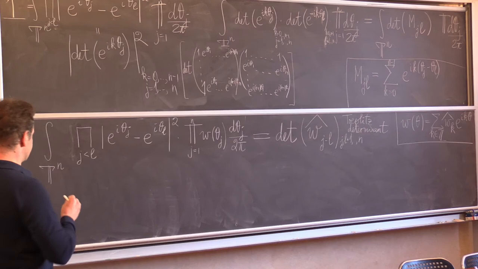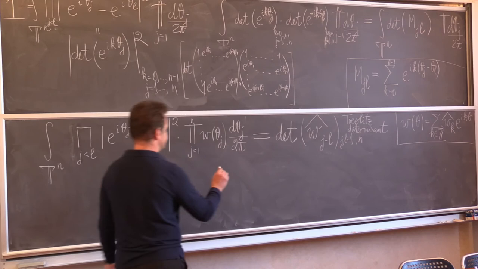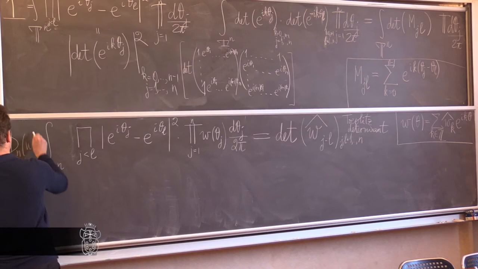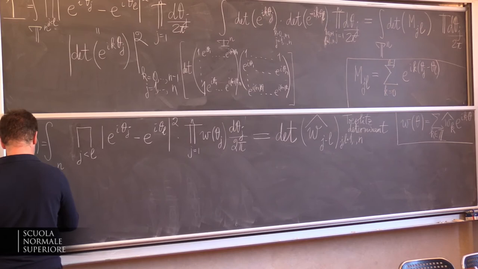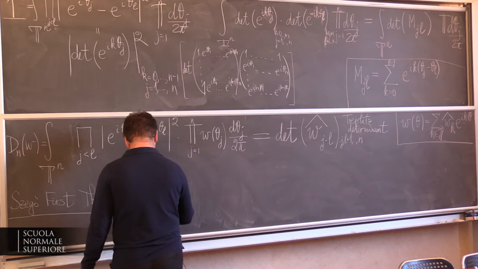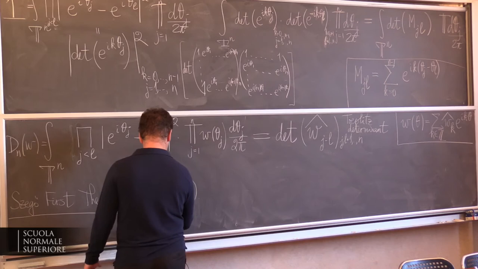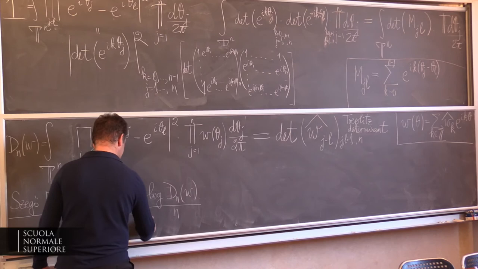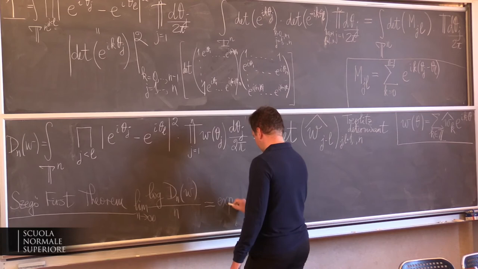then one can see that the previous result can be reformulated as follows: the logarithm of this quantity, let's denote it D_n of w, just Szego's first theorem, is that the limit of the logarithm of D_n of w over n as n goes to infinity is what we have already discussed.